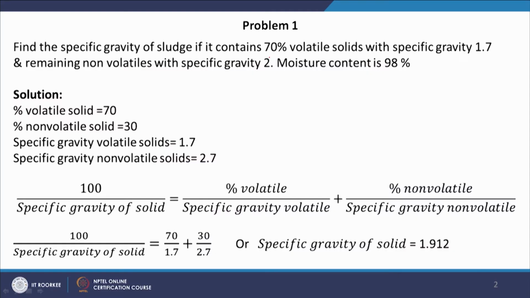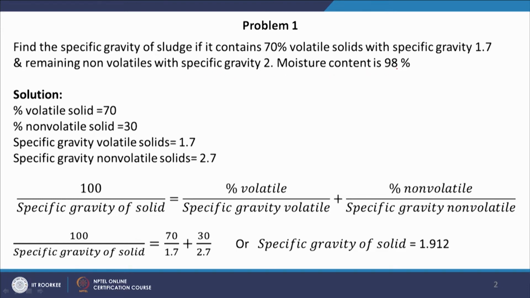Hello everyone, now we will have a tutorial session and in this class we will solve some numerical problems based on the discussion we have made in the last 4 classes. Problem number 1, the statement is find the specific gravity of sludge if it contains 70% volatile solids with specific gravity 1.7 and remaining non volatiles with specific gravity 2.